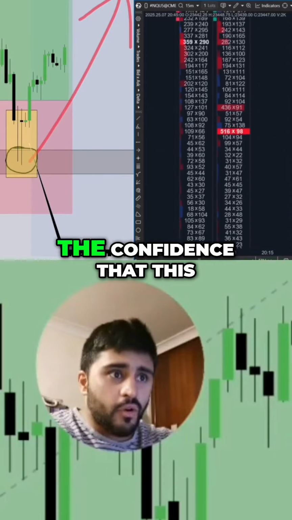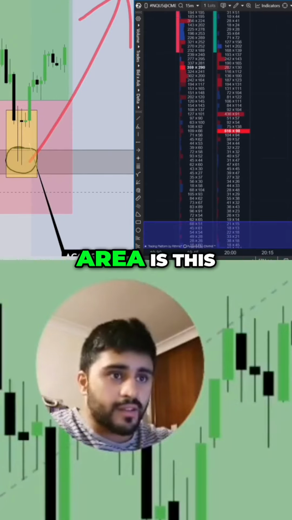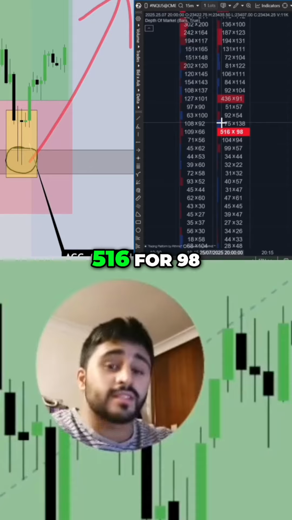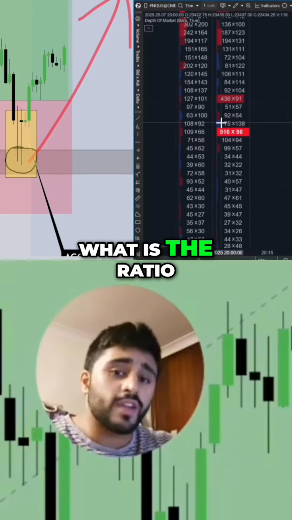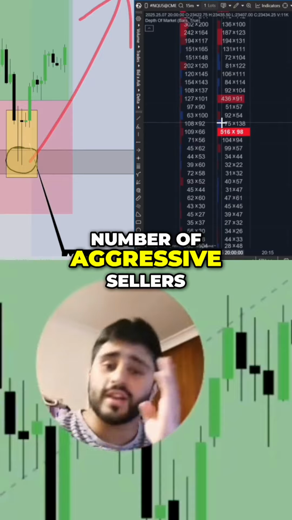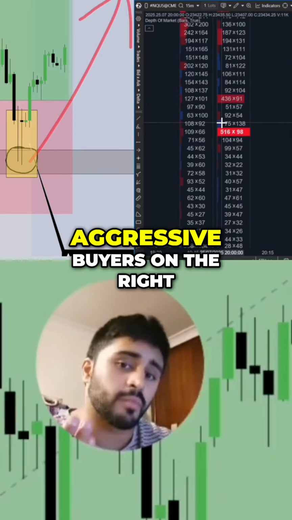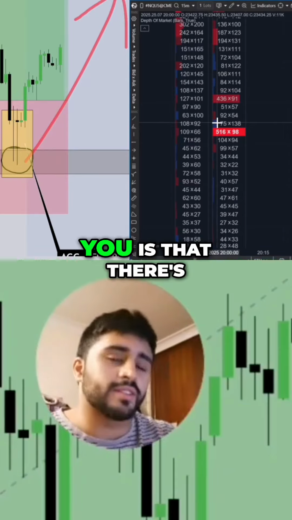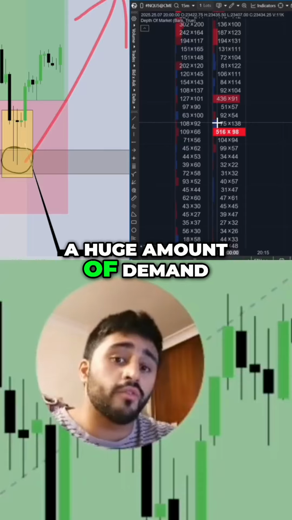And what gives you the confidence that this is a true demand area is this 516 for 98, right? What is the ratio? That's over a 5x ratio in the total number of aggressive sellers on the left and aggressive buyers on the right. So what that's showing you is that there's a huge amount of demand.